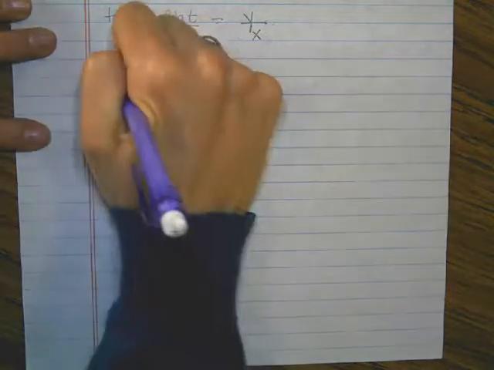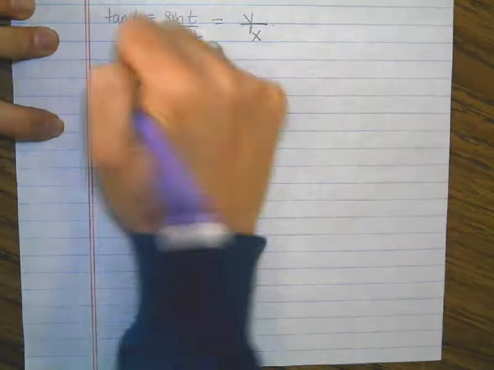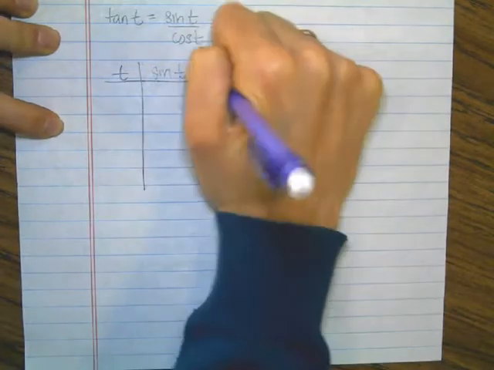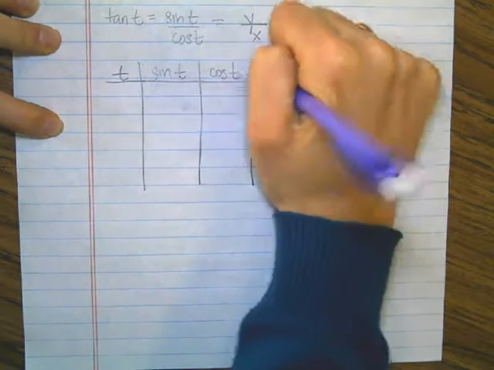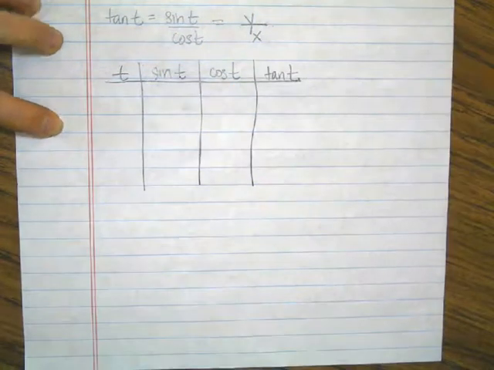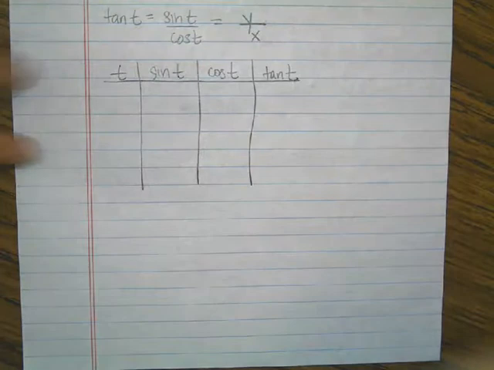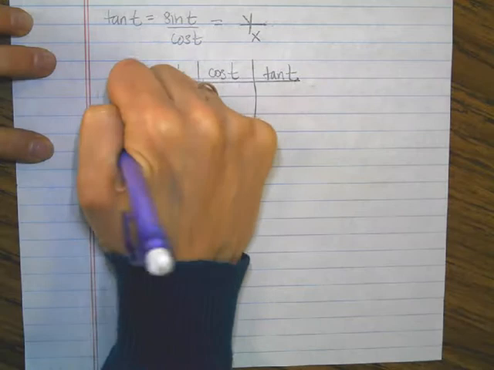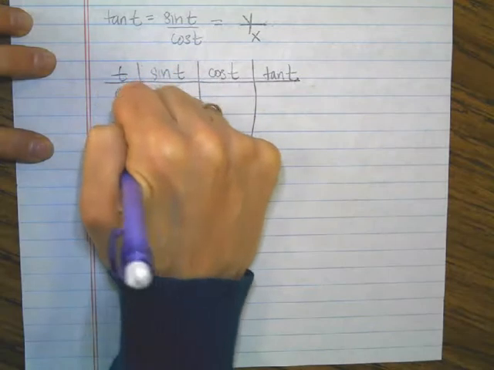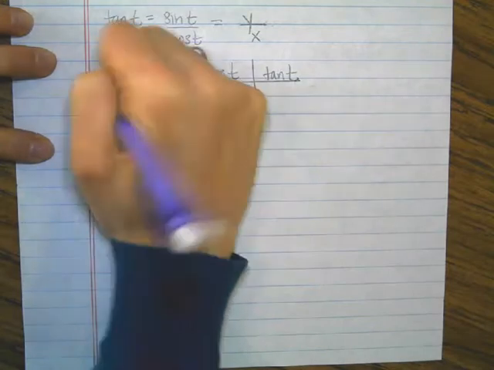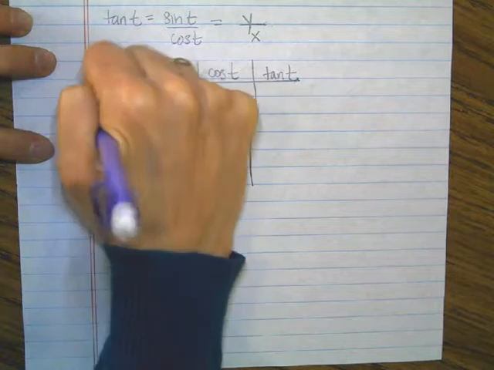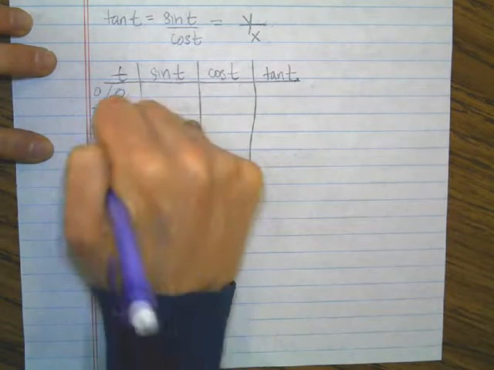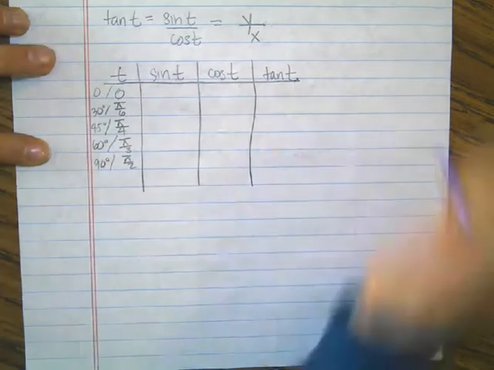If you have a chart with t, sine of t, cosine of t, and tangent of t. Okay? T is 0, pi over 6, pi over 4, pi over 3, and pi over 2. Why? Because this is the same as 0. This one is 30 degrees, 45 degrees, 60 degrees, 90 degrees. So we're going up around the circle like this.